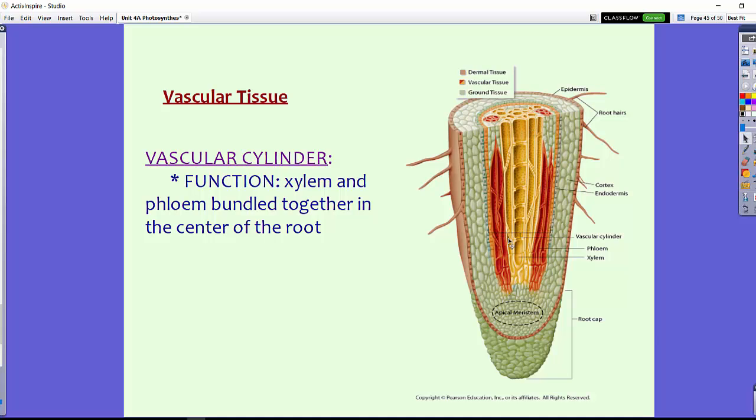Now remember in the last video, xylem and phloem are very, very important for the plant. Xylem carries water, and phloem carries the sugars. So these are bundled together, and the function is really to transport those things that are needed throughout the plant, the water and the nutrients and the sugars, up and down the stem and to the leaves from the root. So your vascular cylinder, or your vascular bundle, is right here in the center, and that's your vascular tissue.